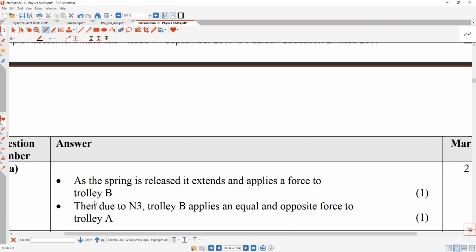You know what happens to the spring? The spring extends and applies a force to trolley B. Due to Newton's third law, trolley B applies an equal and opposite force on trolley A. But my question is, why couldn't it apply a force on A first, and due to Newton's third law, apply this force on trolley B? Whatever, just write this down.